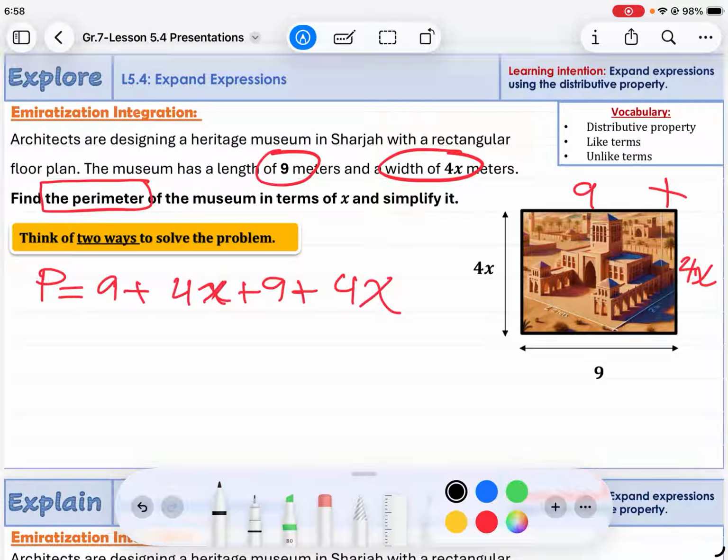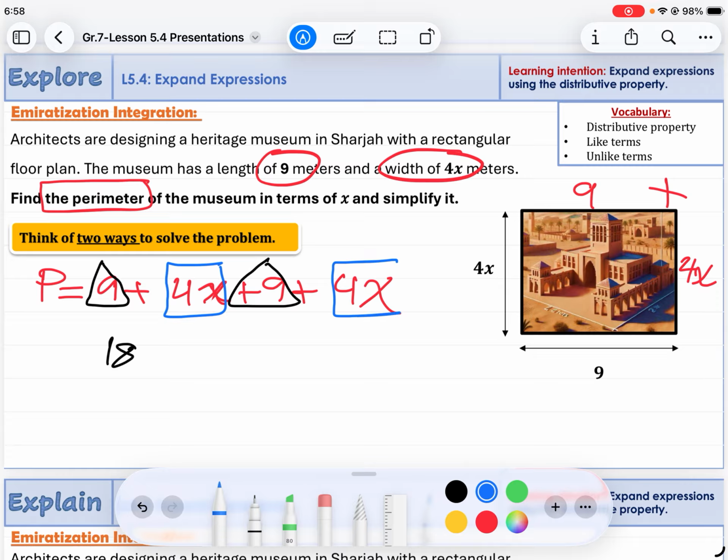Then the thing that you should do after is combining like terms. So we have here 9 goes with positive 9. So 9 plus 9, the answer will be 18. Next, we have 4x goes with 4x. So 4x plus 4x will be positive 8x. So that's your perimeter. The perimeter is 18 plus 8x. That's the first way.